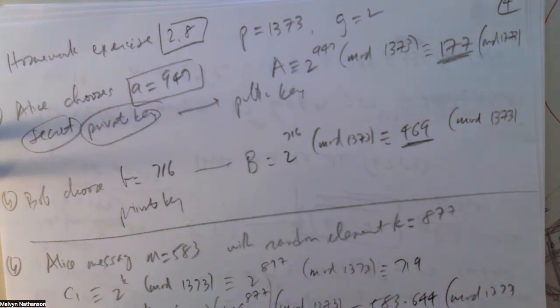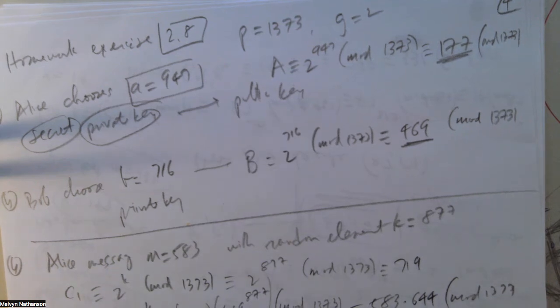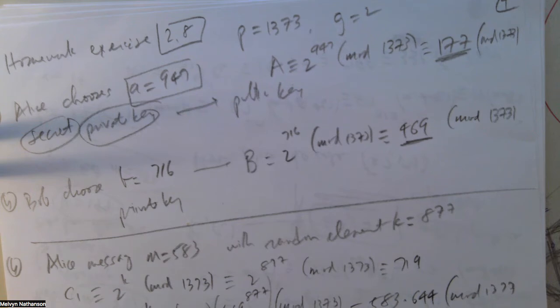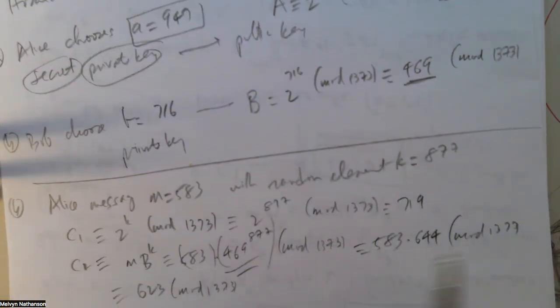And 583 times 644. So I multiply that and I look at the least non-negative residue modulo 1373. According to Maple, this is 623 mod 1373.